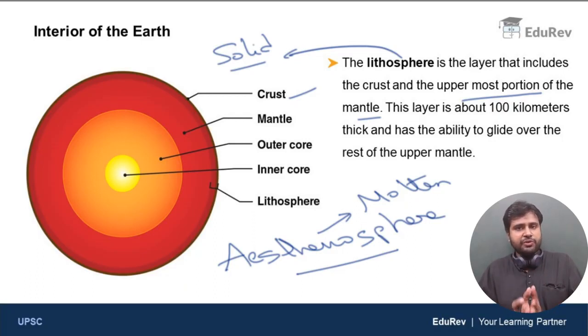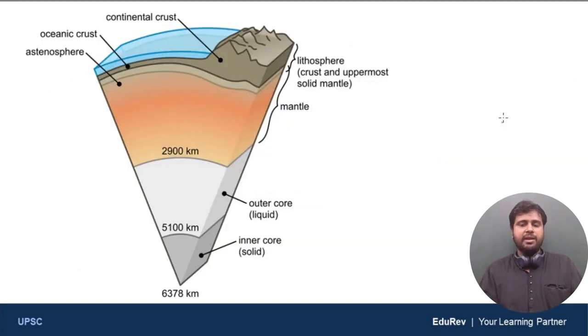So, I hope you understood all these basic concepts, which are very, very important. Now, this diagram is a cross-sectional diagram. So the top 100 kilometers is lithosphere. Under that we have mantle, and mantle is around 2,900 kilometers thick. And beneath the mantle you have the outer core, which is liquid, and beneath the outer core you have the inner core, which is solid.